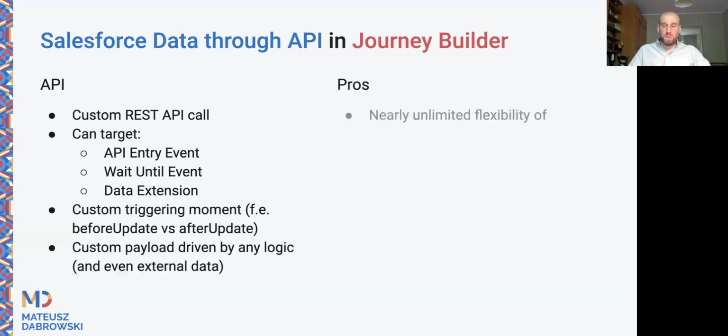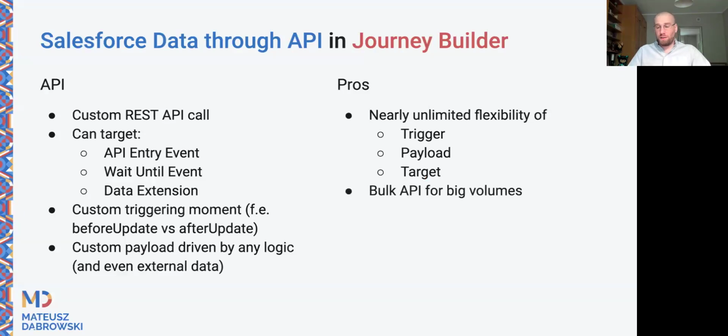What are the pros? You have nearly unlimited flexibility of what is the trigger, what is the payload, what is the target. So this is really, really nice. And you have the bulk API that is good for the big volumes because, spoiler alert, using the Salesforce data entry is really, really not good for big volumes. There are a lot of limits that I'll be talking about in a moment.